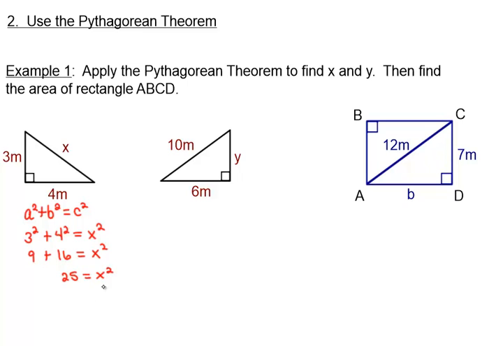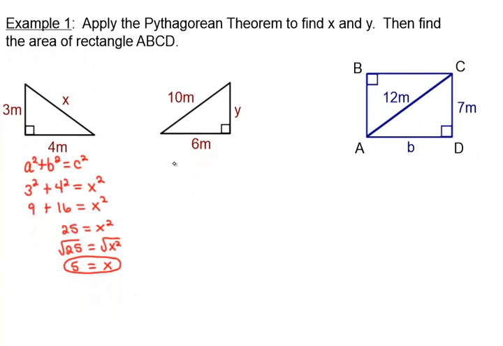Okay, the operation that undoes squaring is to find the square root. So we're going to do it to both sides. Square root of 25 is equal to the square root of x squared. And square root of 25 is 5. And square root of x squared is just x. So it's a 3, 4, 5 triangle. Alright, let's try the next one.